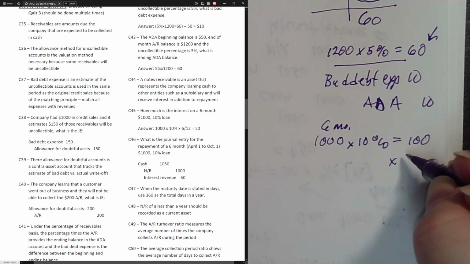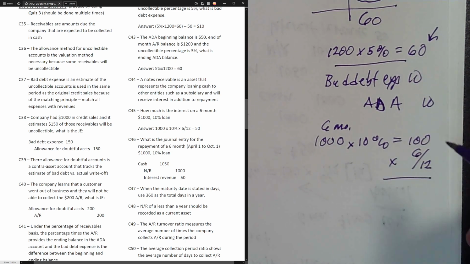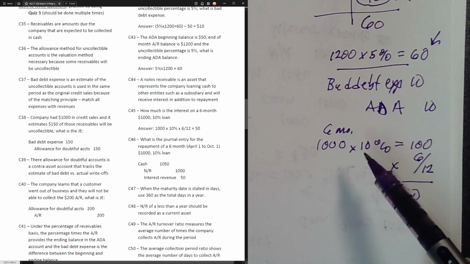So then we multiply it by how many months? 6 over 12, or 1/2, right? That makes sense. 50. So here, C45, it's just recognizing that you understand how to calculate the total interest on the loan based upon the interest rate and the length of the loan.